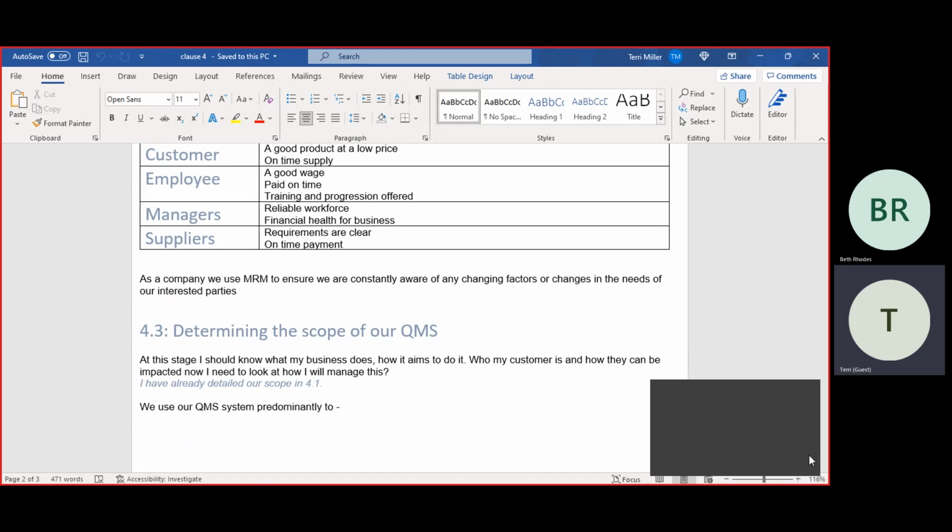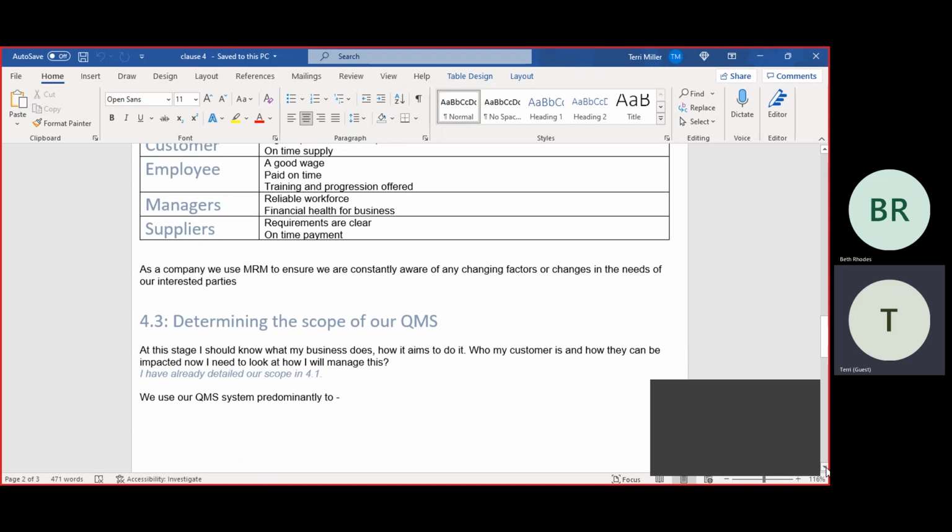So as a company, we use management review meetings to ensure we're constantly aware of the changing factors or changes in the needs of our interested parties. And as I said, it's really, really important to be aware of both your internal and your external parties there.